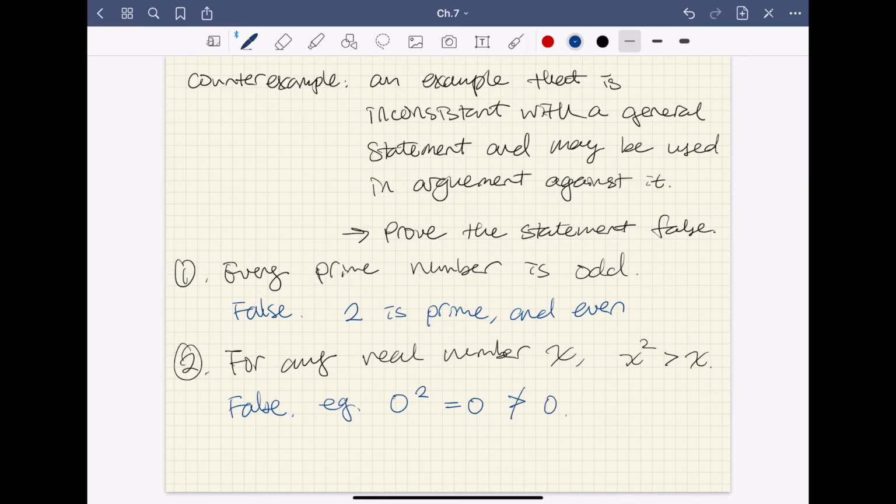Okay, I can find another one, 1 squared. 1 squared is equal to 1, not greater than 1. What about 0.5 squared? 0.5 squared is equal to 0.25, which is less than 0.5. Right? 0.5 squared is not greater than 0.5. So these counterexamples proved the second statement false.